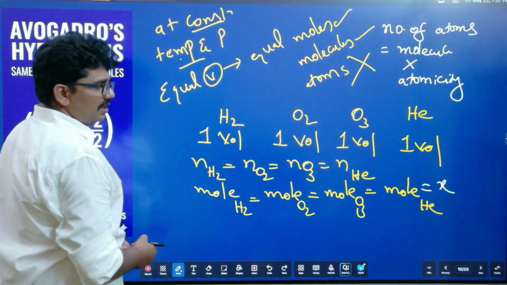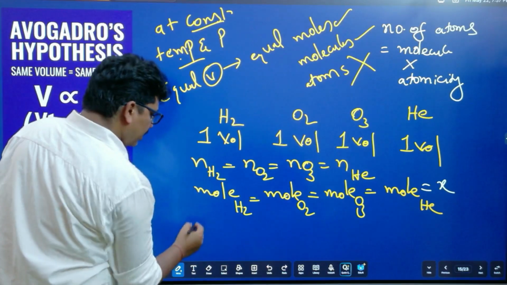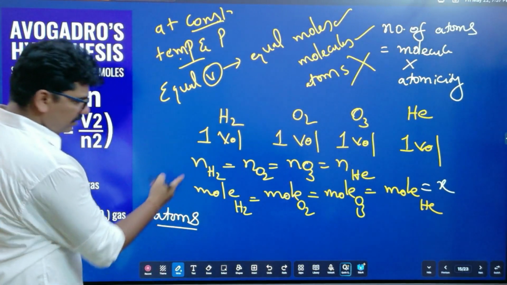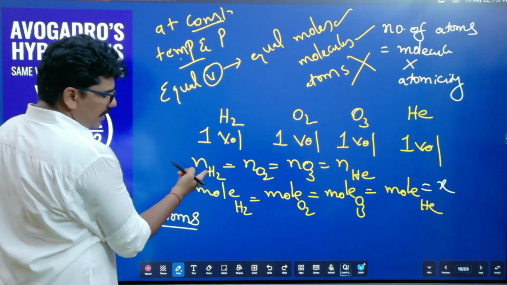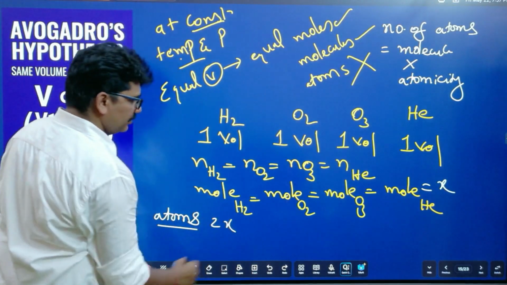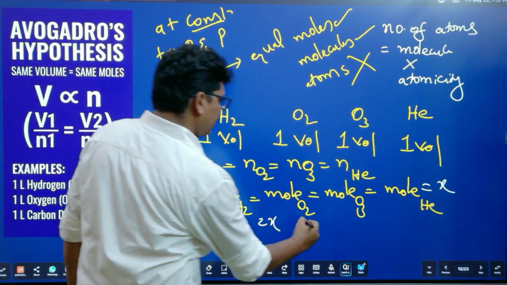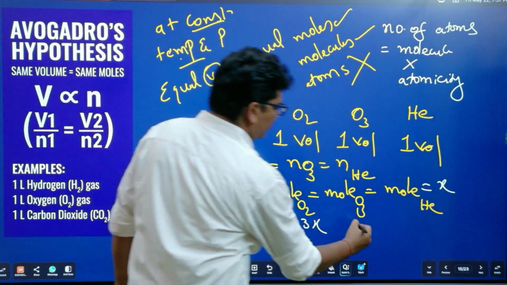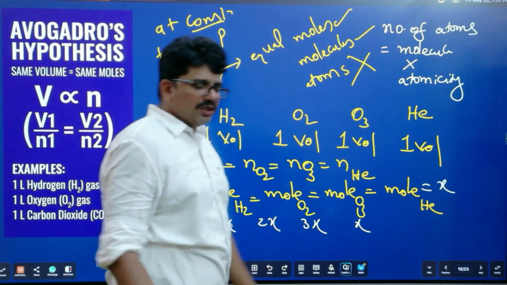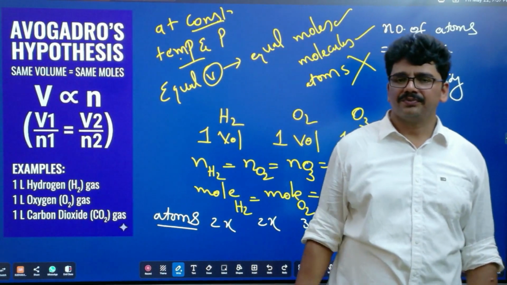How many atoms are there in the given molecule? In this case, in H2 molecule 2 atoms are there. Total number of molecules X. This is 2X. This is also 2X, but in ozone 3X, in helium X only. So the total number of atoms depends on the atomicity.